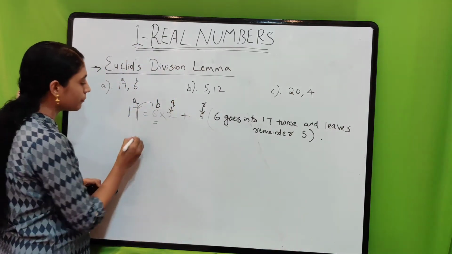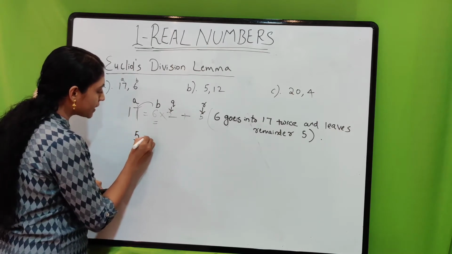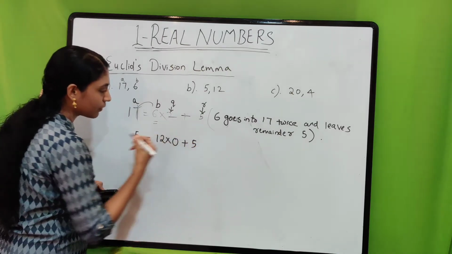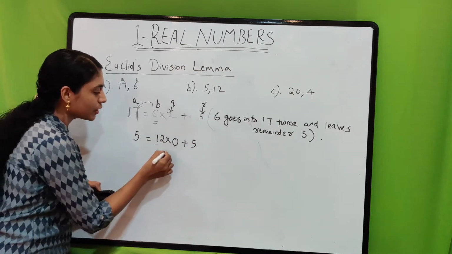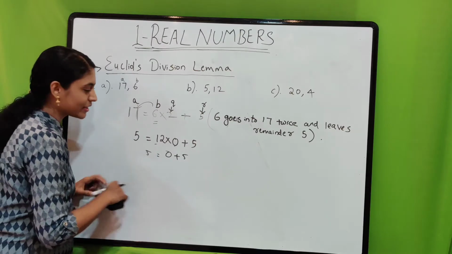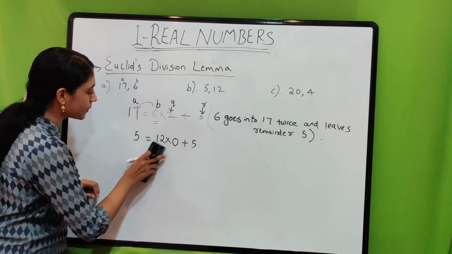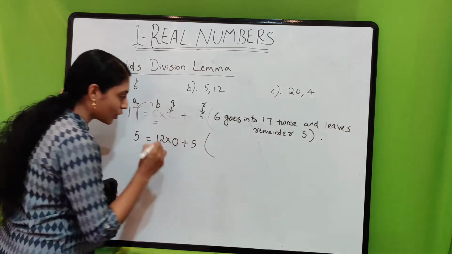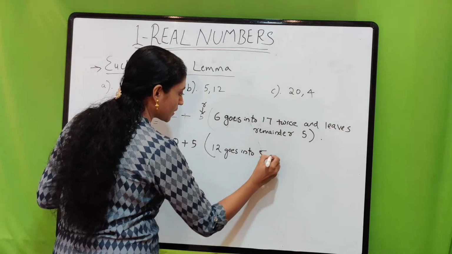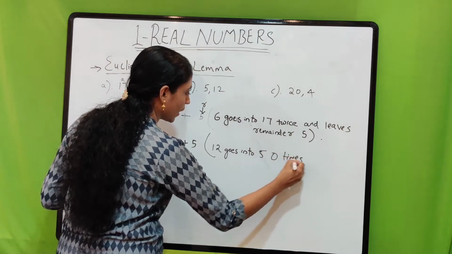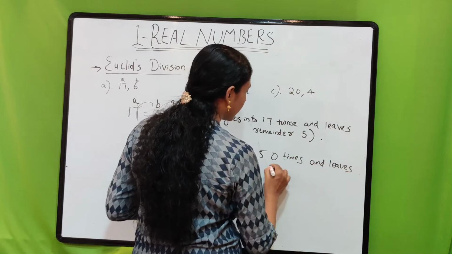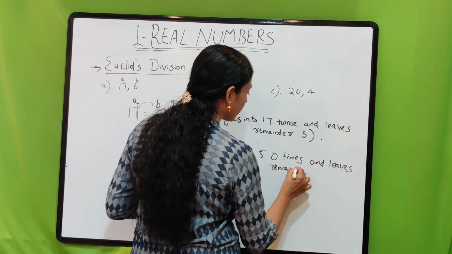5, 12. We can write 5 is equal to 12 into 0 plus 5. Can we write like this? Because 12 into 0 is 0, plus 5, 0 plus 5 is equal to 5. That is the LHS. So what does it mean? 12 goes into 5 zero times and leaves remainder 5.